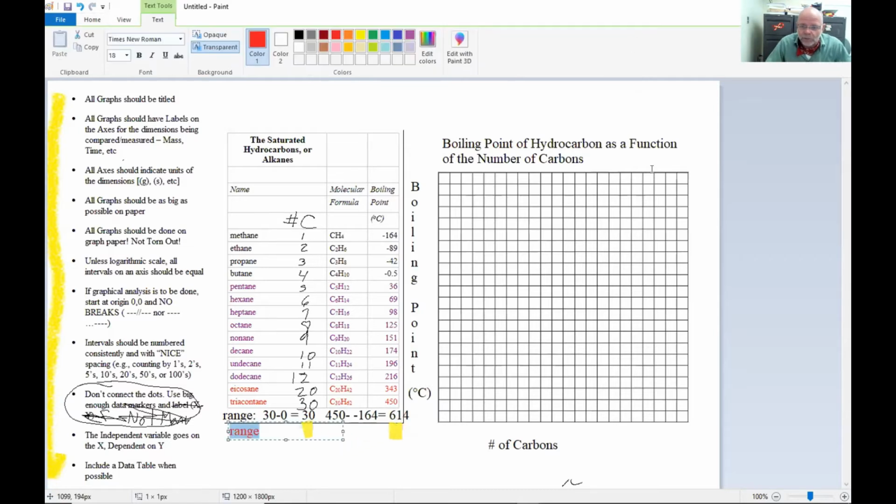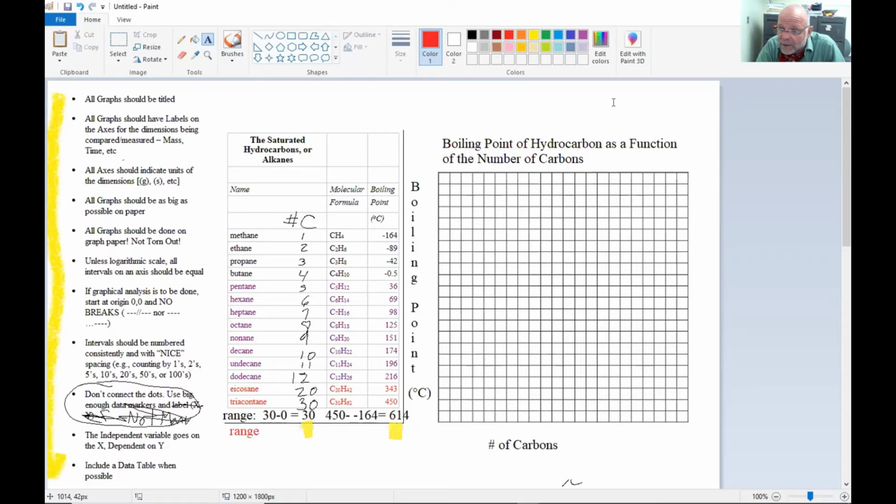I am going to use the range and the number of lines to determine my spacing, my intervals. I will start with the lowest number on both scales, or somewhere near the lowest number on both scales. So for my number of carbons, I'm only going to go from 0 to 30. I'm not going to go 0 to 60. I'm not going to go 0 to 100. I just go 0 to 30.